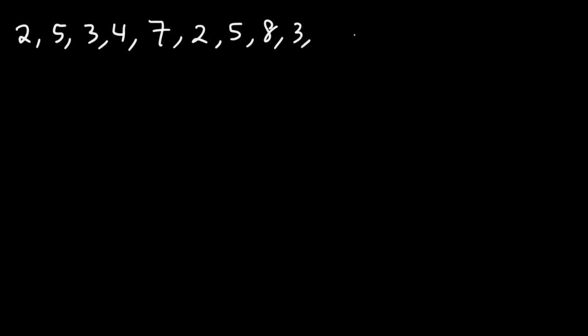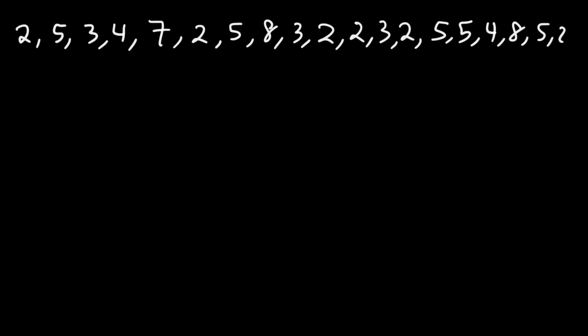In this video, we're going to talk about how to make a relative frequency distribution table. So first, let's write down a few numbers in our data set. So let's say we have the numbers 2, 5, 3, 4, 7, 2, 5, 8, 3, 2, 2, and then let's say 3, 2, 5, 5, 4, 8, 5, 2, 8.